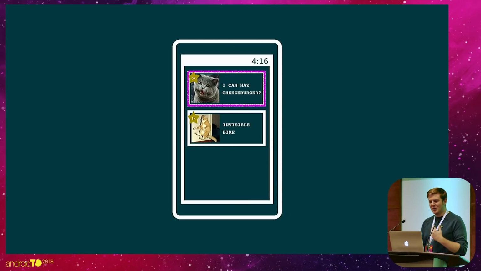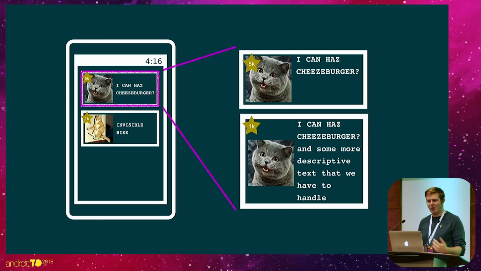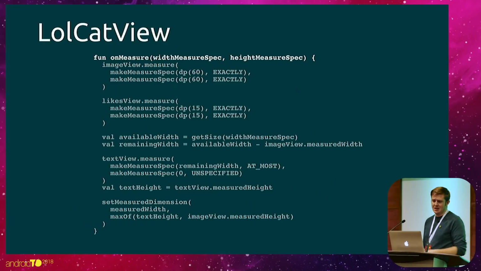And then for the actual cat views, I want to add some more complex constraints. Text is really what makes layouts complicated. It's variable in size. So if it's a short amount of text, the view is the size of the image. But if there's a ton of text, then the view expands with that text and centers the image vertically. So keep that in mind while we go through the measurement phase of the LolCatView.